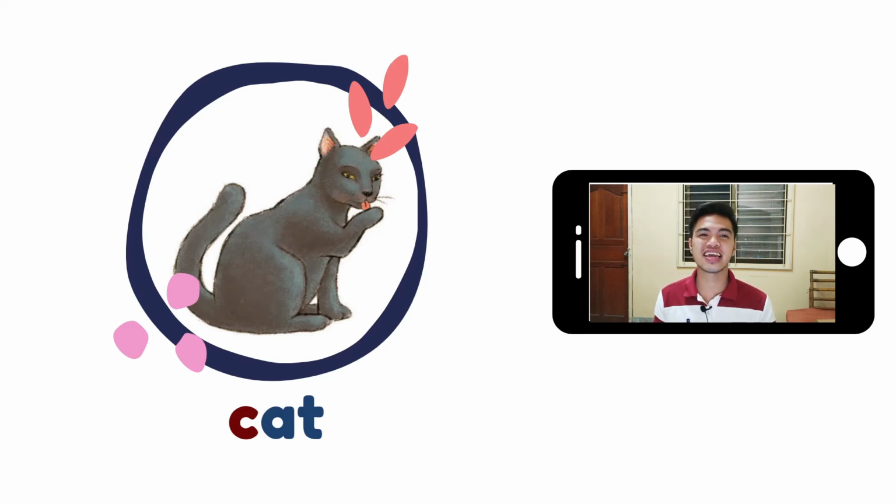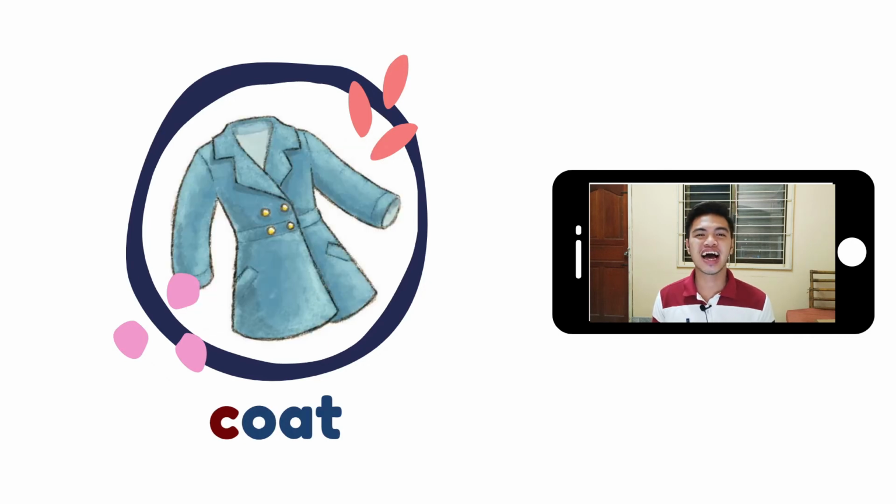So let's go to the next word. We have k, k, coat. K, k, coat. Okay, this is a coat. Do you have a coat? Do you like wearing coats? Coat is a kind of clothing. So, can you say it with me? Say k, oat, coat. Good job!